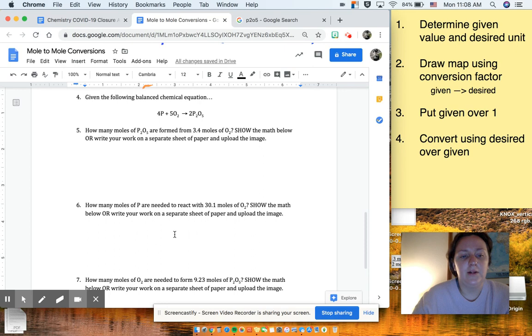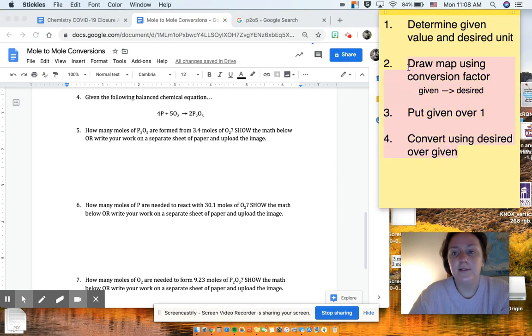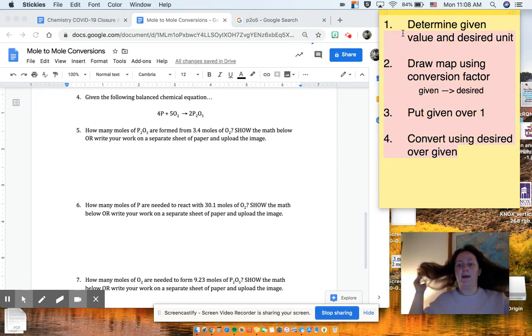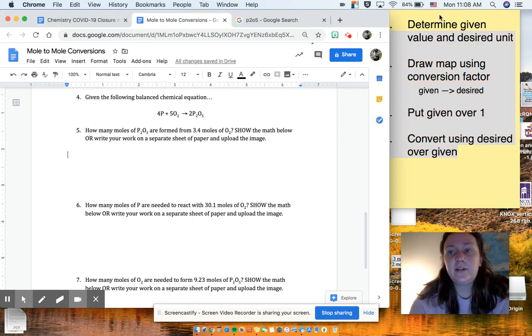But somewhere where you're showing me how you got what you got, right? Okay. So same steps as above. I'm going to do these 4 steps right here. Determine my given value, draw my map, put the given over 1, and convert using desired over given. Same as any conversion factor problem.